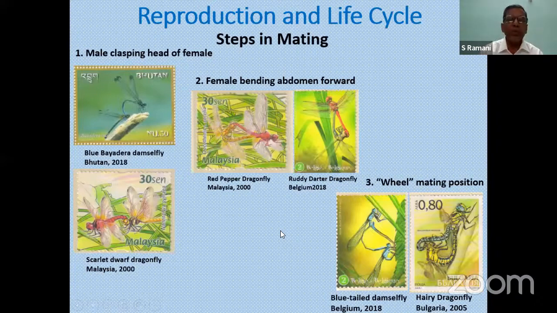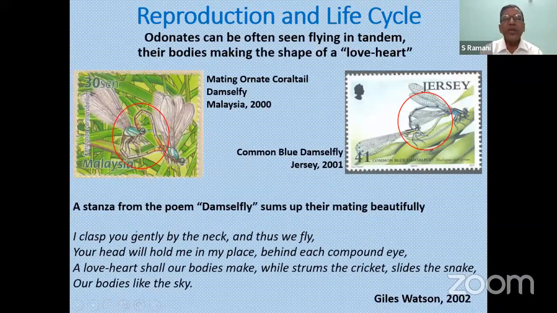These are from both Malaysia as well as Jersey, where a love heart, that is, these odonates can often be seen flying in tandem like a love heart. You can see here virtually, a love heart. You can see here also a love heart. And this is very well represented, the stamp. So that way, the reproductive biology of damselflies and dragonflies can also be very nicely put across to people using stamps.